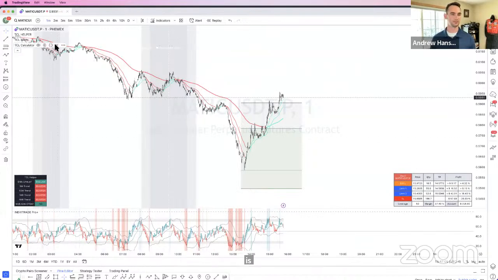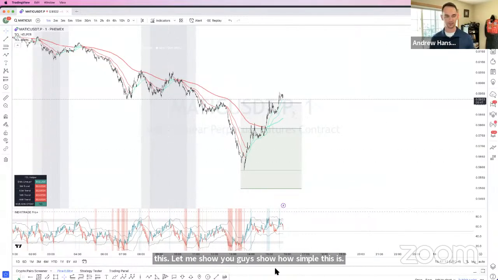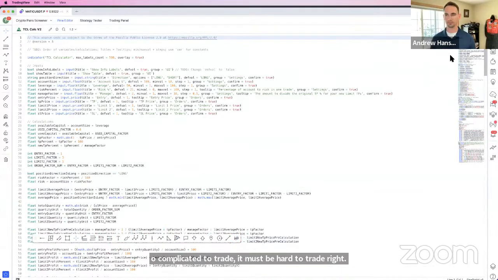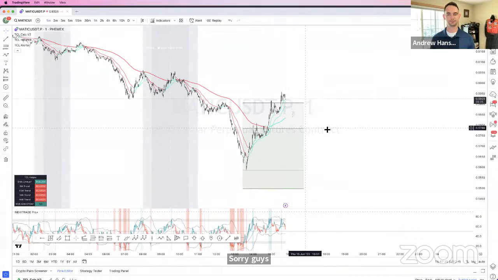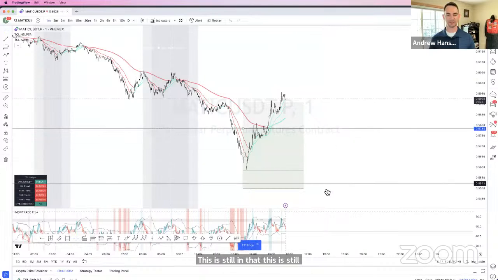Watch this. Let me show you guys how simple this is. Because obviously, if something's so successful and so complicated to trade, it must be hard to trade, right? Nope. Sorry, I'm trying to add this to my chart here. Sorry, guys. Add to chart. Watch this. This still has not been published. That's why I have to add it to my chart this way.